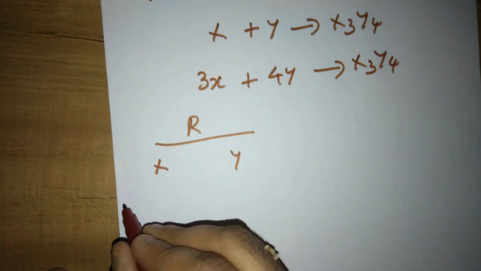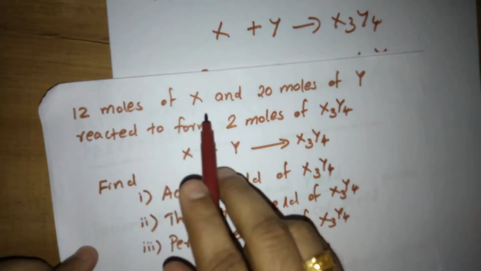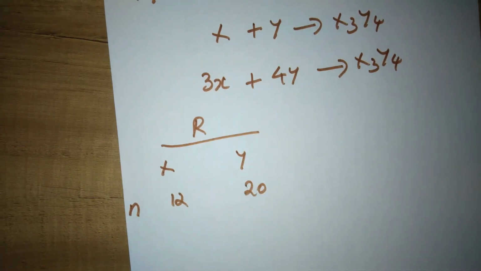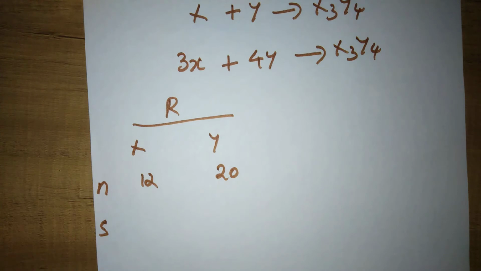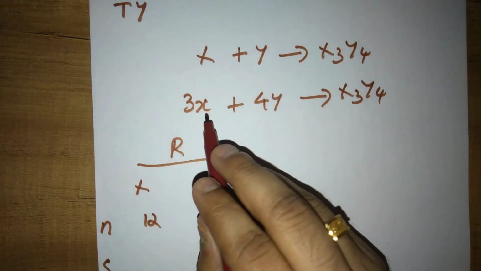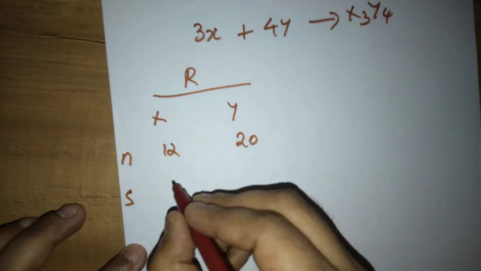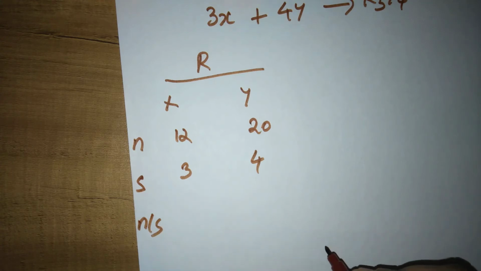Number of moles of reactants, n. From the question, we are given 12 moles of X and 20 moles of Y. Next, the stoichiometric coefficients. For finding the limiting reactant, you can check my previous lecture video, which has the details about limiting reactants. From 3X plus 4Y, 3 is the stoichiometric coefficient of X and 4 is the stoichiometric coefficient of Y. Next is the n by S ratio.